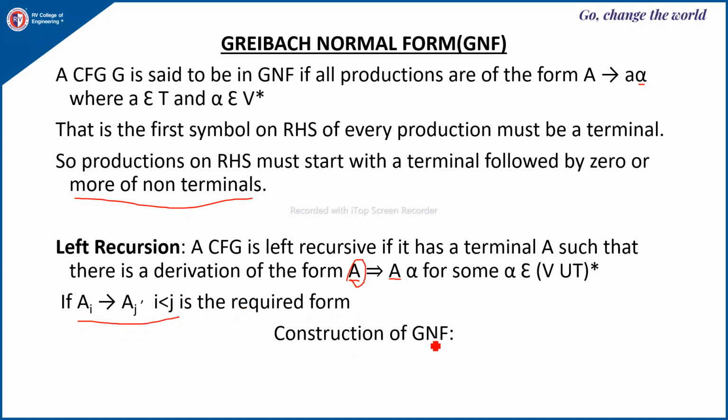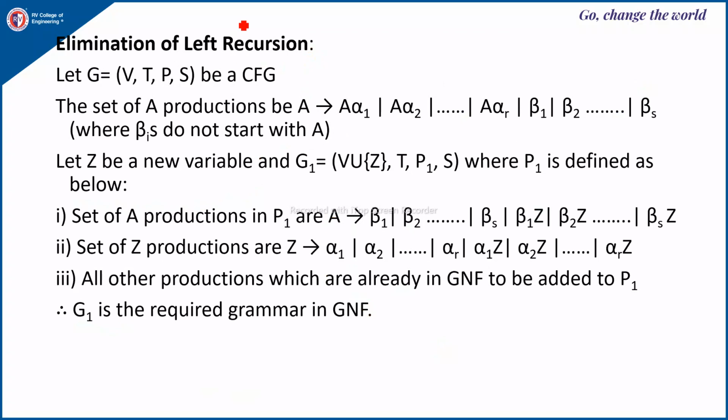So next we will see the construction of GNF. First is the elimination of left recursion. Let G = (V, T, P, S) be a CFG. Then let the set of A productions be A derives A alpha 1, A alpha 2, ..., A alpha r, or beta 1, beta 2, ..., beta s, where the betas do not start with A. Here you can observe that these are the productions generating the left recursion, which are to be eliminated, and beta 1, beta 2 are the productions of A which do not start with A.